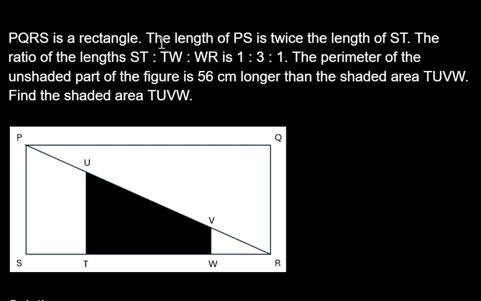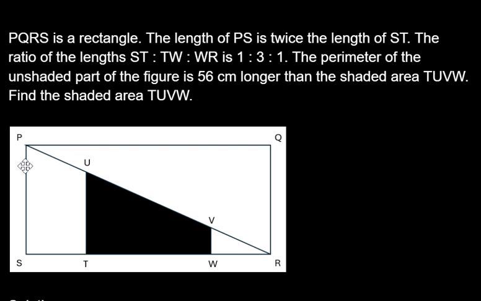PQRS is a rectangle. The length of PS is twice the length of ST. The ratio of the length of ST, TW, and WR is 1:3:1. The perimeter of the unshaded part of the figure is 56 cm longer than the shaded area TUVW. Find the shaded area TUVW.